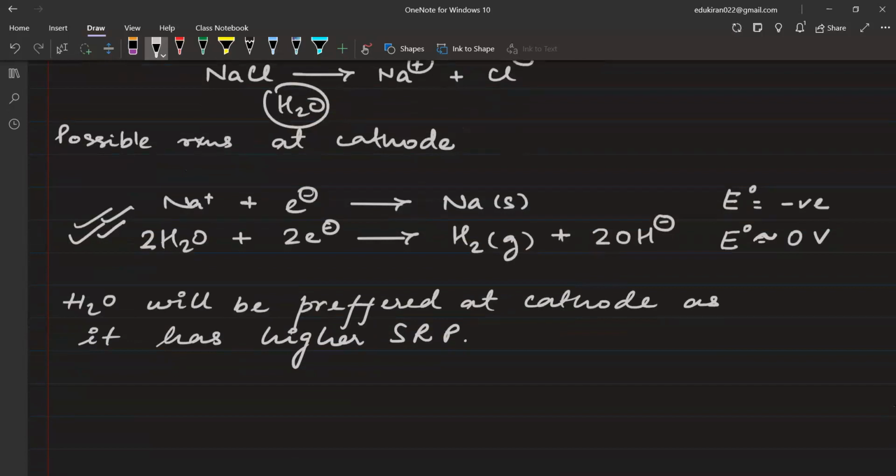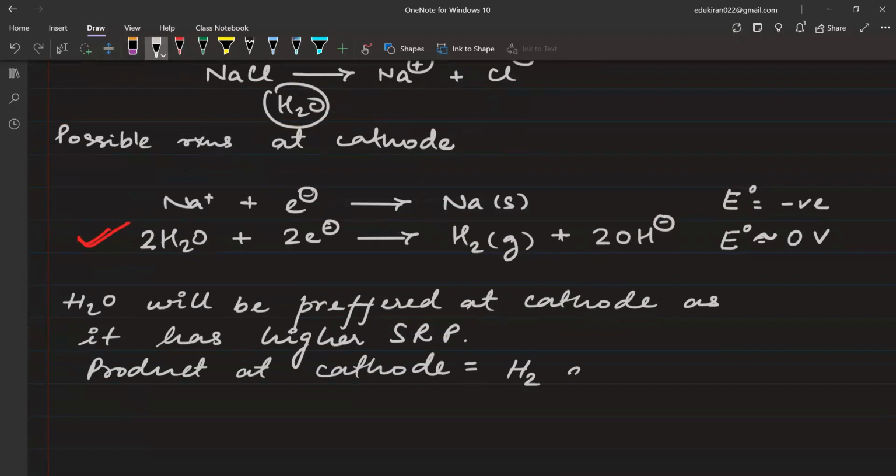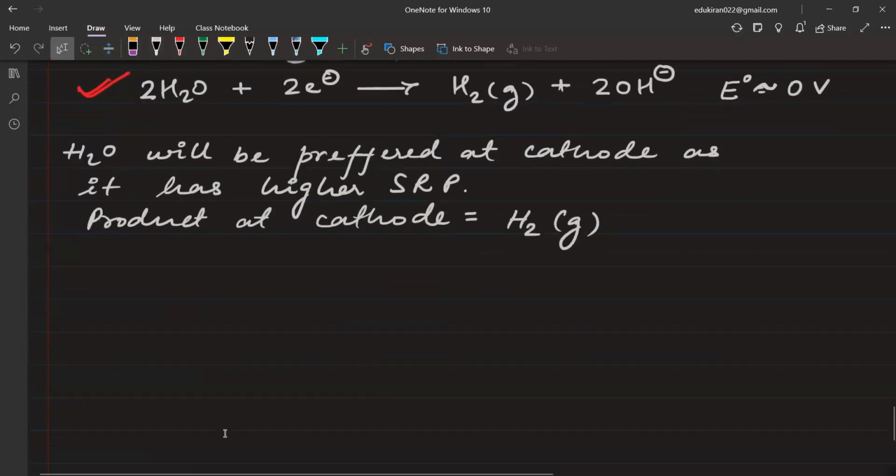So the reaction at cathode is going to be 2H2O. Tick this one here. This reaction is going to happen at cathode. What will the product be? Product at cathode is going to be H2 gas. Okay, so H2 gas is going to be liberated at the cathode. Right, next, possible reaction at anode.